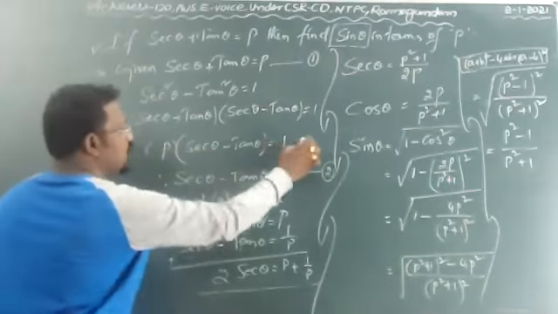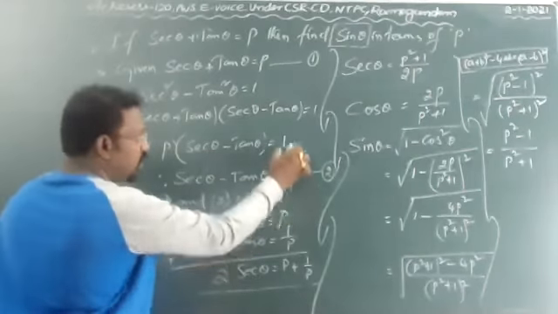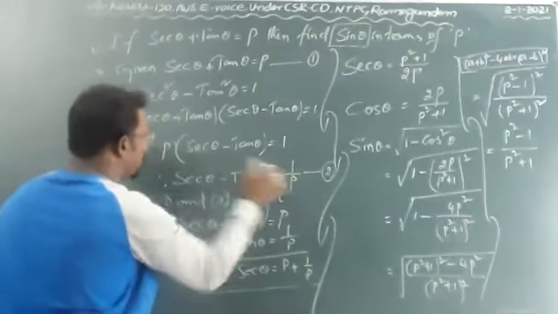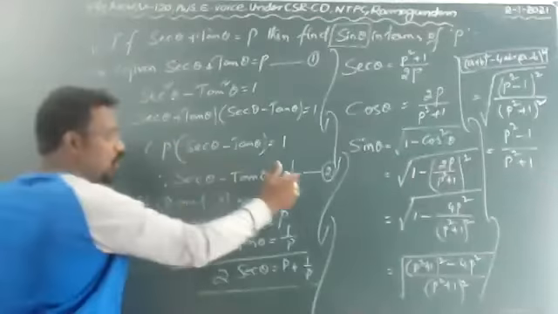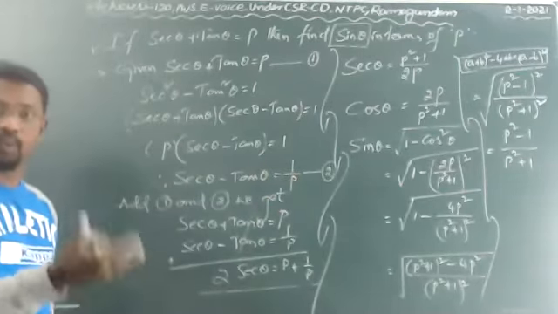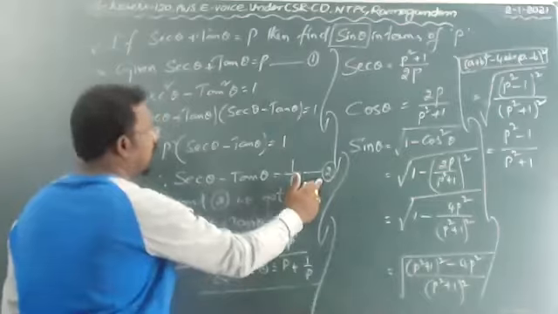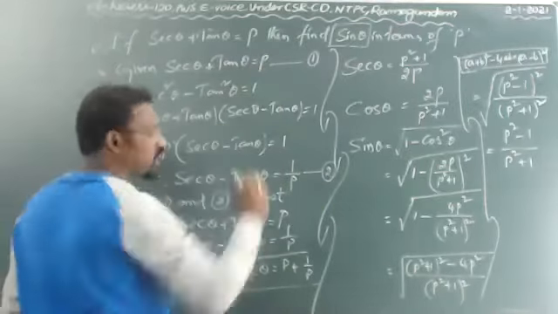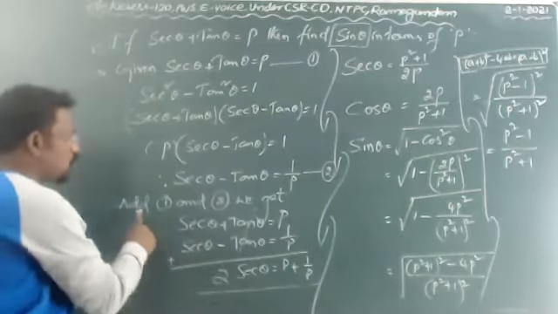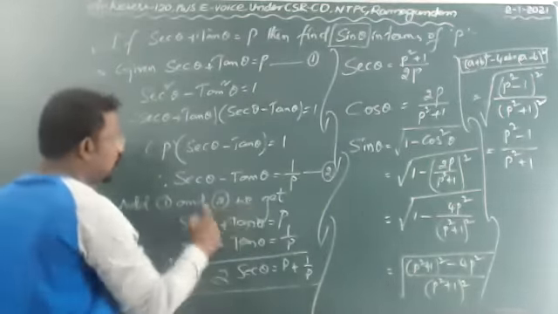So p from this side to this side becomes 1 by p. It will go to the denominator because this is a multiplication, so it will go to the denominator while sending from one side to the other side. Yes, so let us take this as the second equation, and what was given, let us take that as the first equation. Add the two equations that we get.